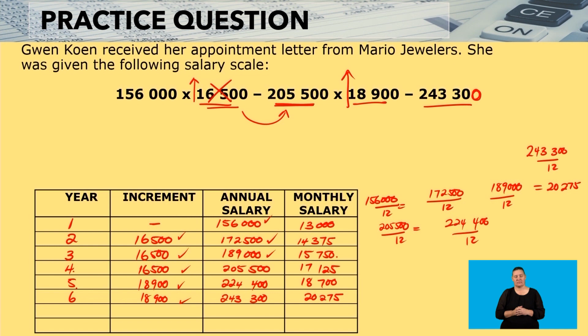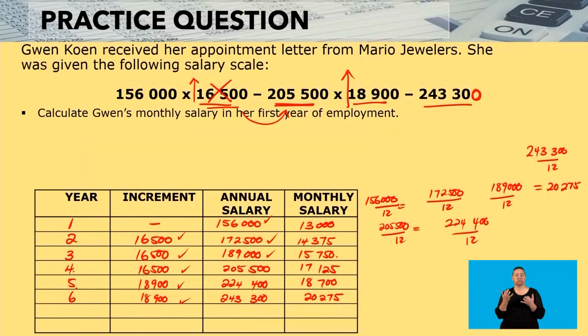When we have calculated this, I want to see if there are questions that we can answer already. Let's see. Here's the first question. It says, calculate Gwen's monthly salary in her first year of employment. So this is the first year of employment. What we want is the monthly salary. How much is monthly salary? 13,000.